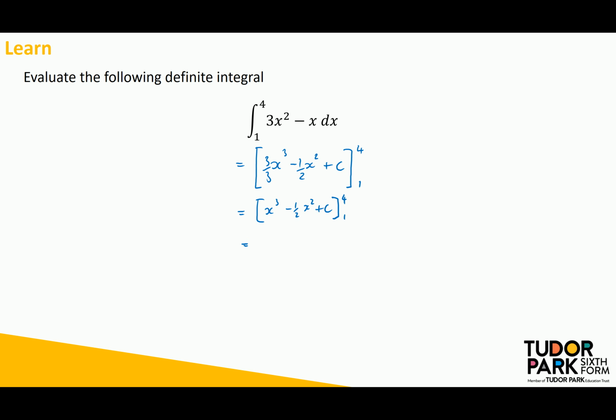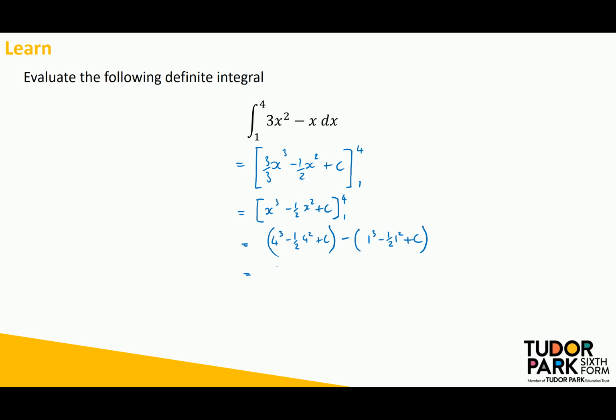What we do with this definite integral is we evaluate it first at 4, the higher value, and then we evaluate it at 1, the lower value. And we subtract one from the other. So I'm now going to move to the next line and write down 4 cubed minus a half of 4 squared plus this constant, minus 1 cubed minus a half of 1 squared plus this constant.